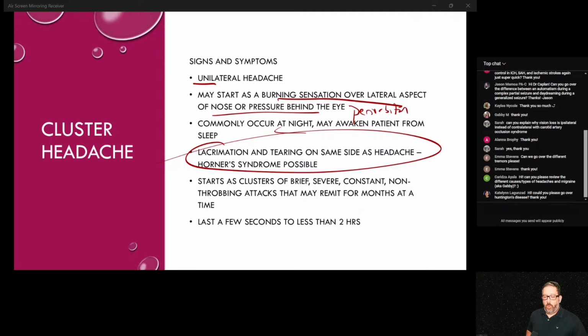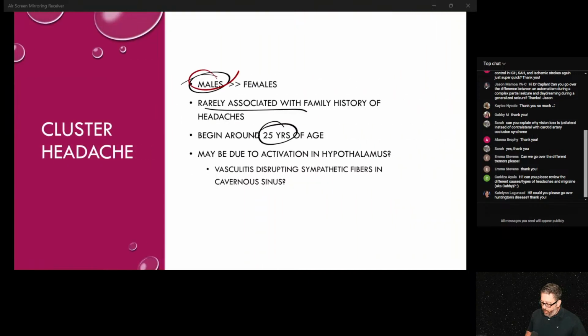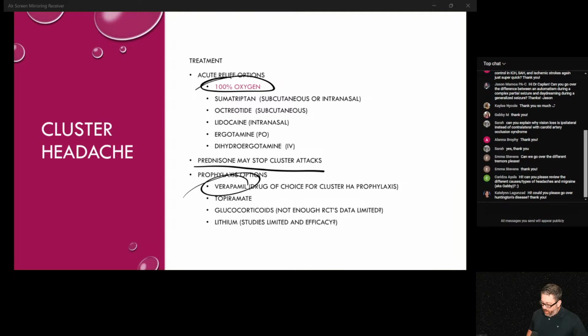So again, they may have Horner's, but the key is no ptosis in this one. Or they have it in Horner's. Lasts a few seconds to a couple of hours. This is in more males than females, and the big treatment is 100% O2 for that one. You can give some of the other ones. There is some prophylaxis as well, some calcium channel blockers. Your verapamil is good for cluster headaches for prophylaxis, not to stop it though.